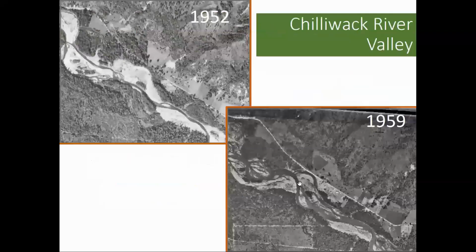And as an example, here's the Chilliwack River valley that you had a chance to travel through. And here are two snapshots in time of the same stretch of the Chilliwack River. You can see how the main channel is running through here. And now look at that main channel just 7 years later, how different it is. This was a dry channel bed, where the river used to flow, but in 1959 it's flowing there again, and there seems to be a side channel.